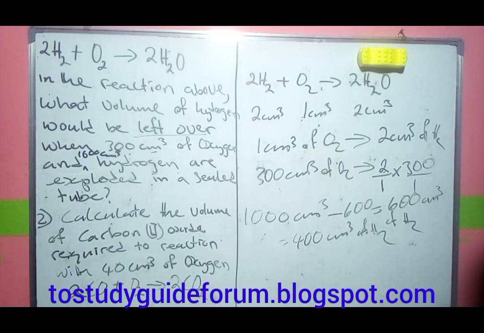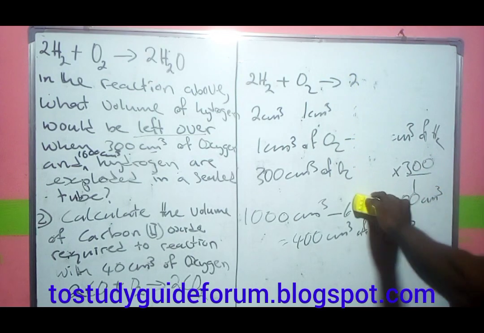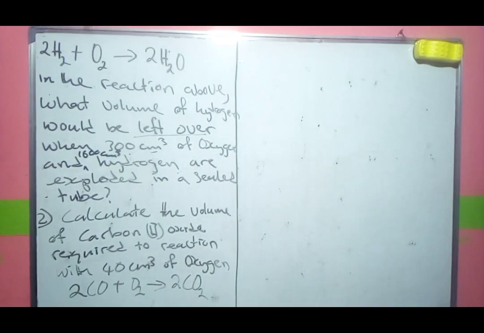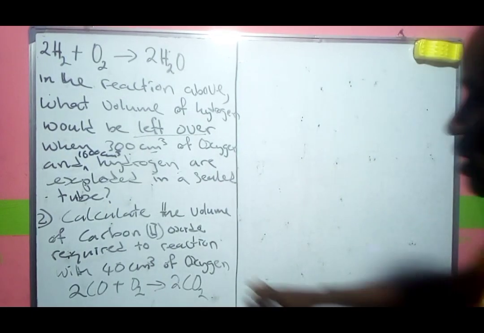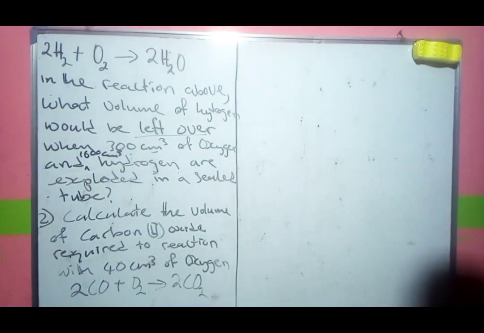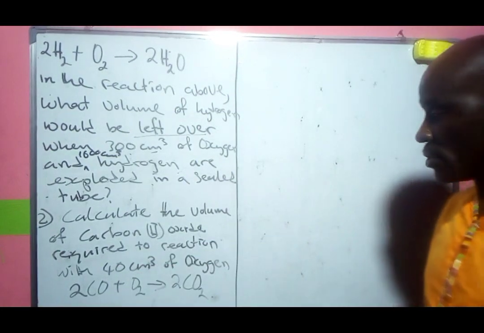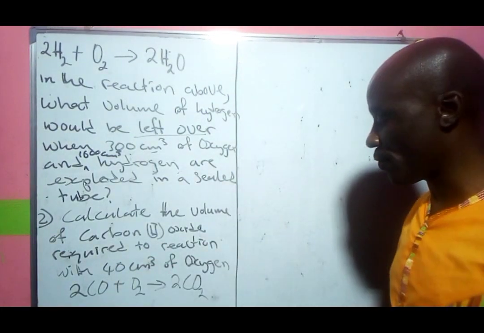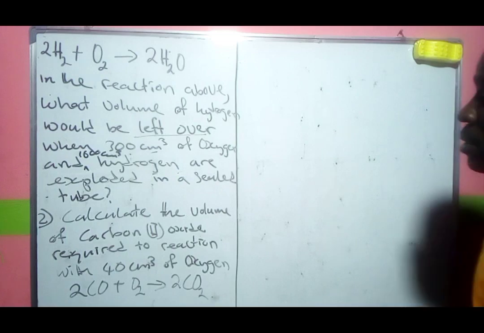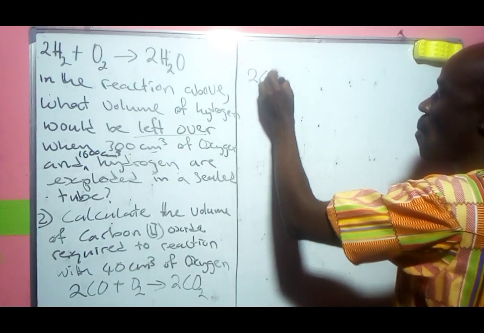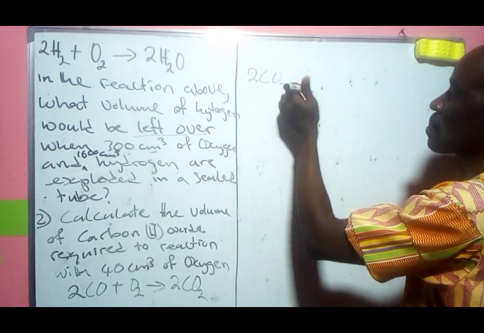So let's quickly go down to the second one that we have here. The second one says: calculate the volume of carbon(II) oxide required to react with 40 cm³ of oxygen. So now, from the same chemical equation.